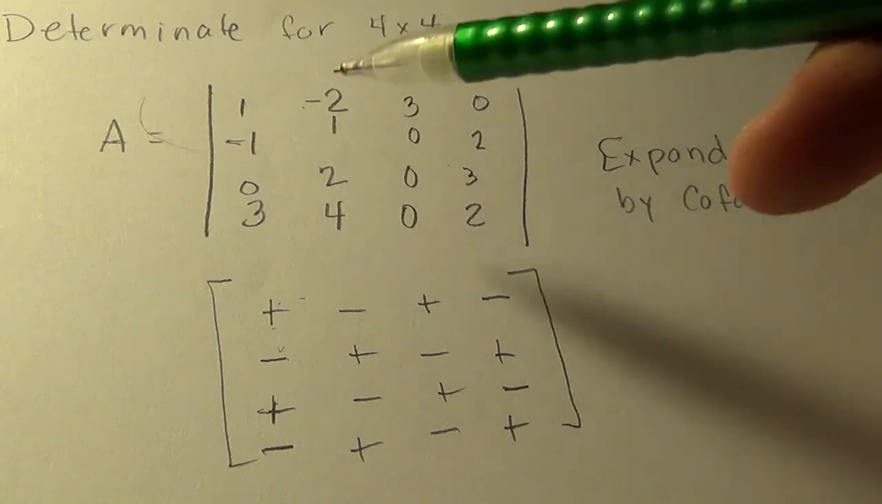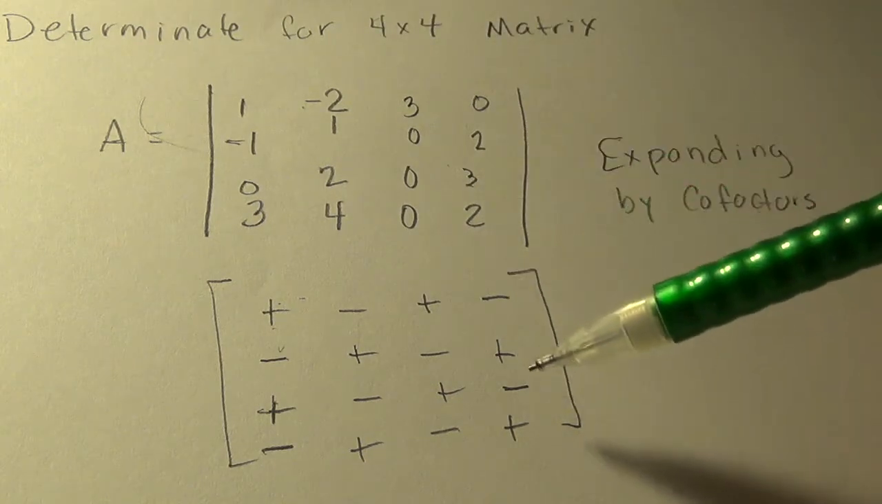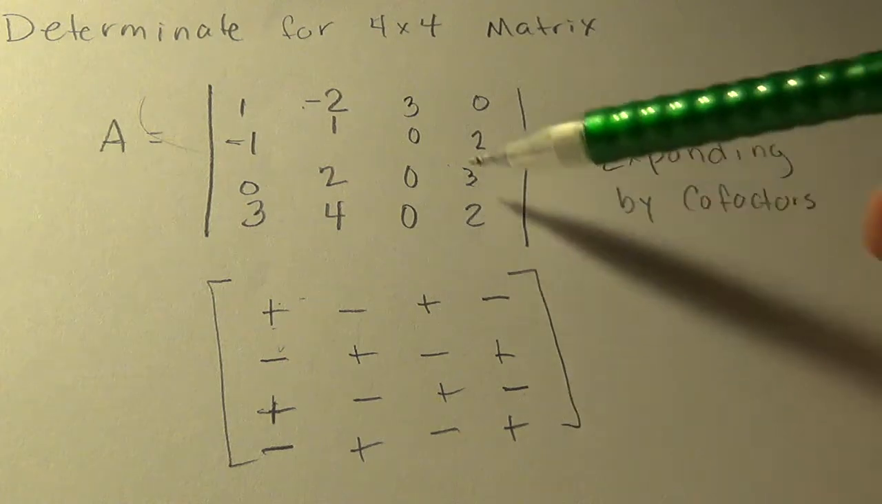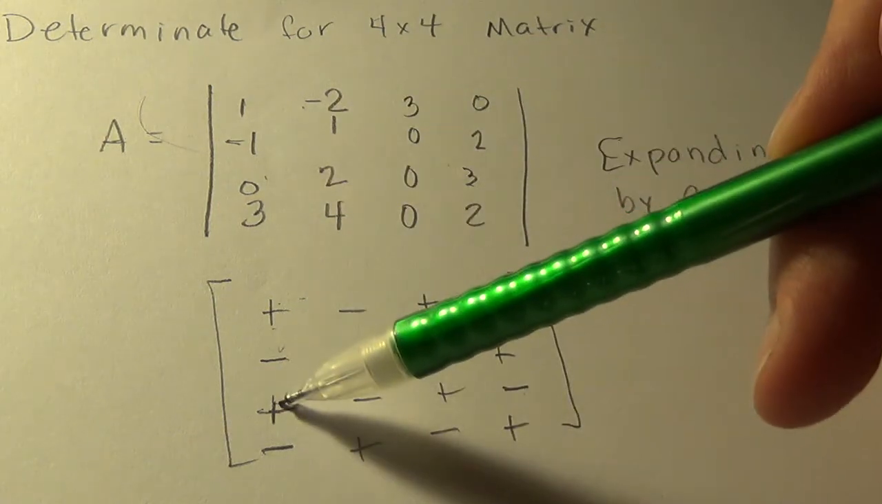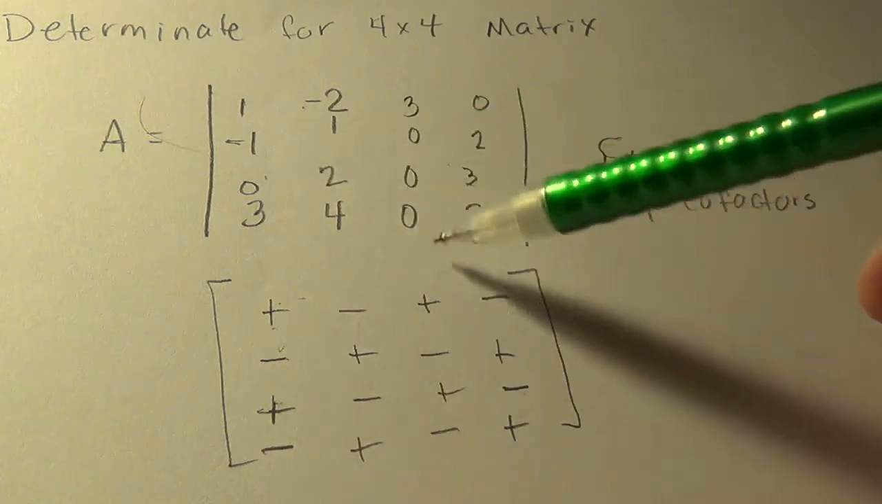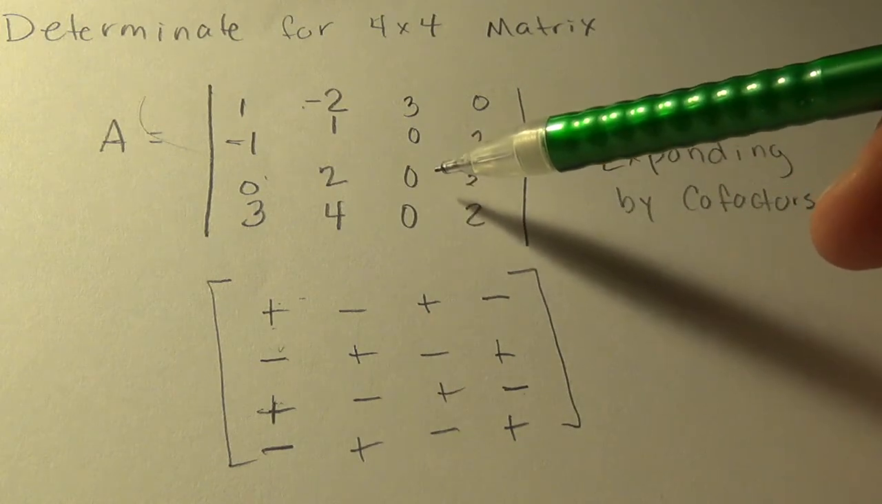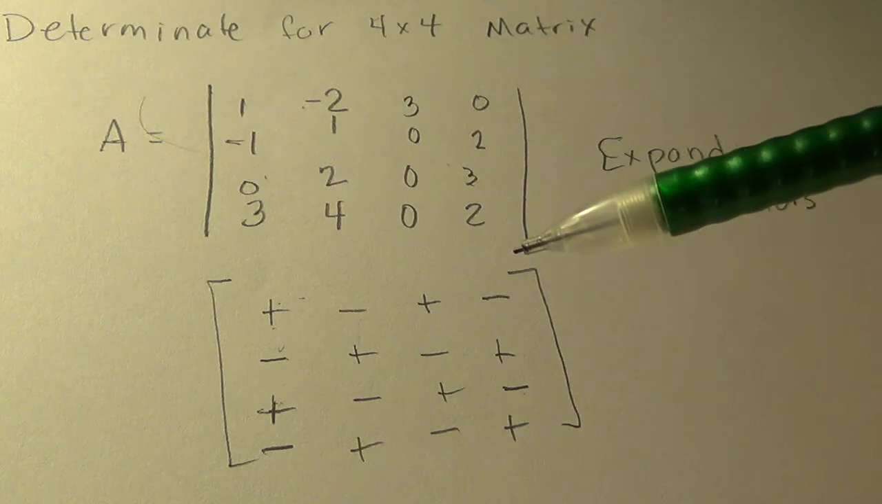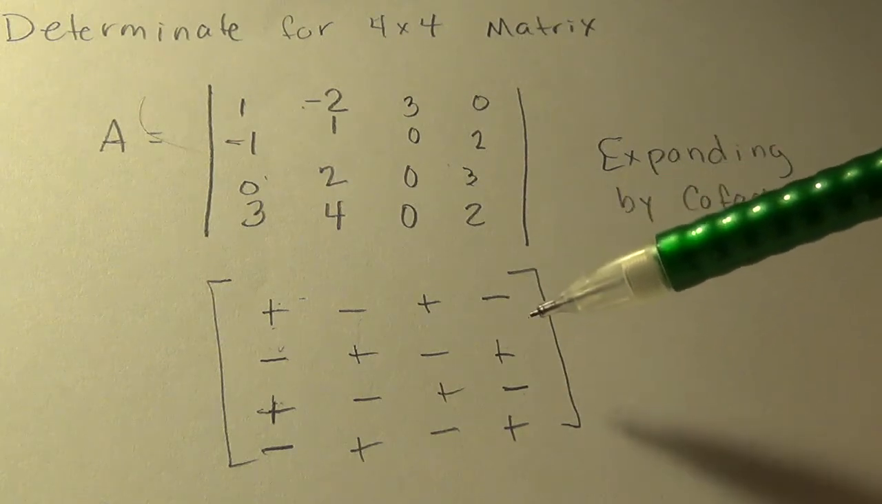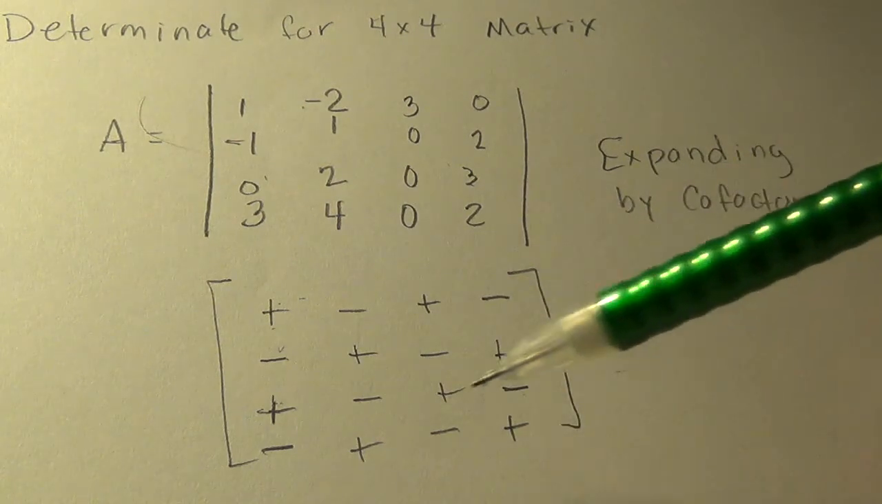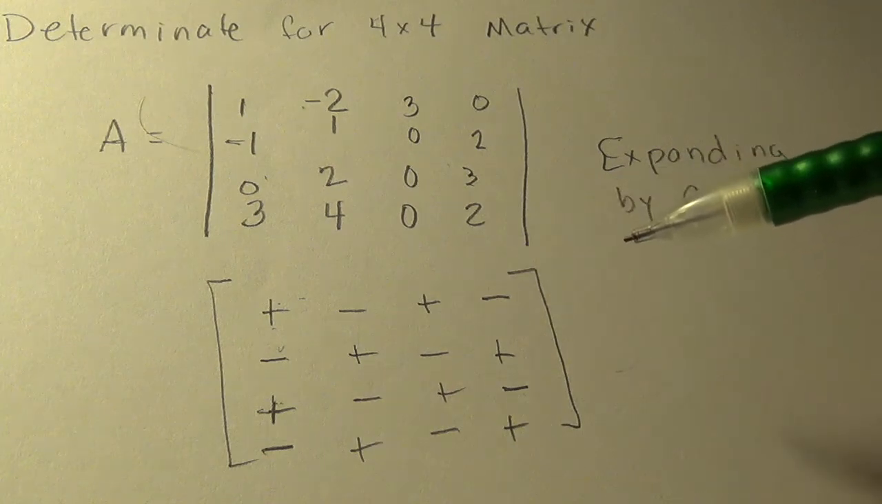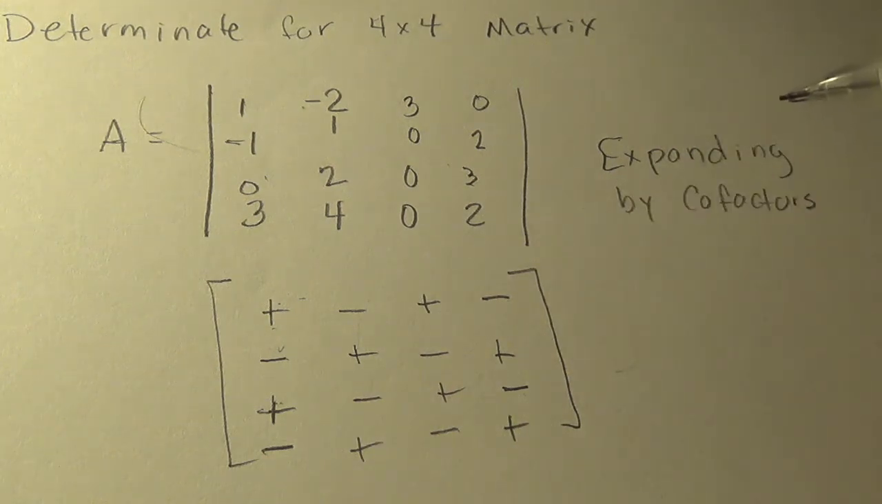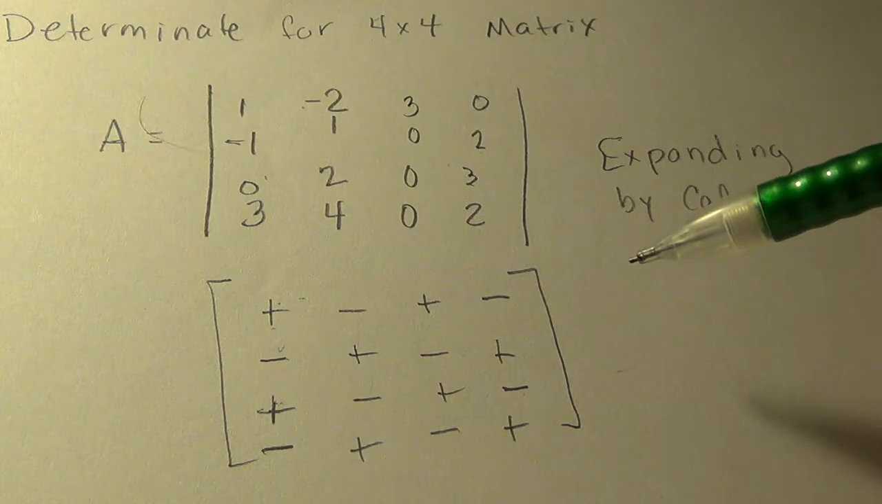And when we deal with, say, this entry, we'll be dealing with this sign. When we deal with this entry, we'll be dealing with this sign. So the relative spot in the matrix is designated by the corresponding sign in our special map. That map will not change. If it was a 5x5, it would follow the same pattern. But we're not doing 5x5s, we're doing 4x4s.